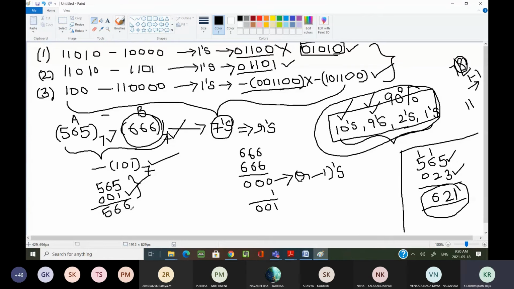Now 566. Here we don't get any carry, we don't get any end carry. That means this comes under case 2. What I am doing once again, I am calculating the r's complement of the result, the r's complement of this sum. Once again I am calculating the r's complement of this result.